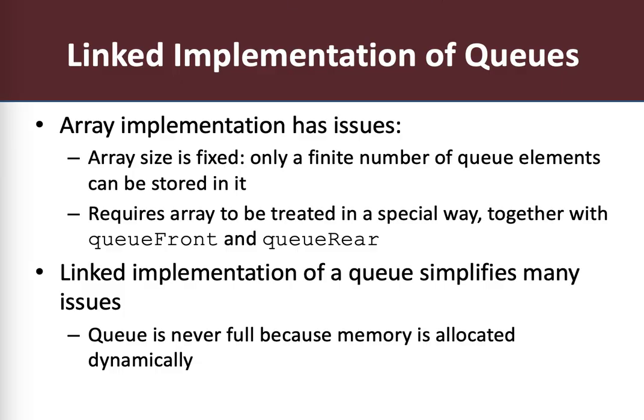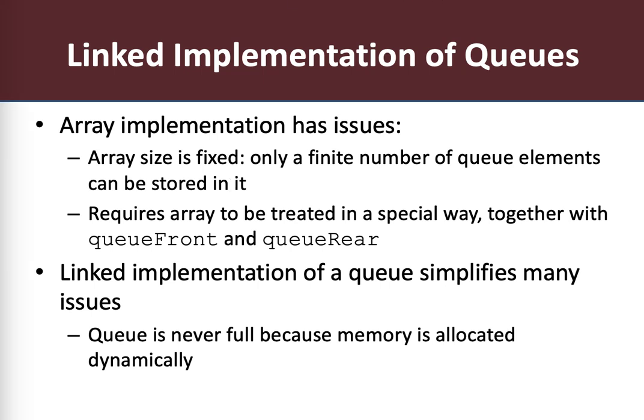Because the size of the array storing the queue elements is fixed, only a finite number of queue elements can be stored in the array. Also, the array implementation of the queue requires the array to be treated in a special way together with the values of the indices queue front and queue rear. The linked implementation of a queue simplifies many of these special cases for the array implementation, and because the memory to store a queue element is allocated dynamically, the queue is never full.